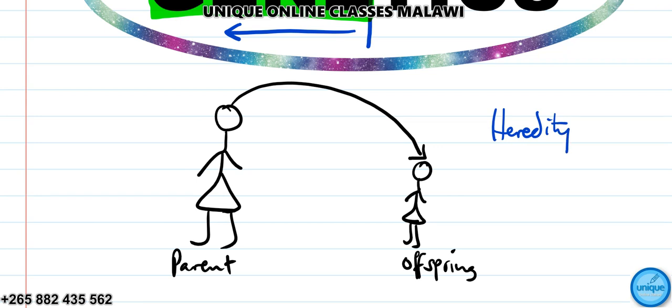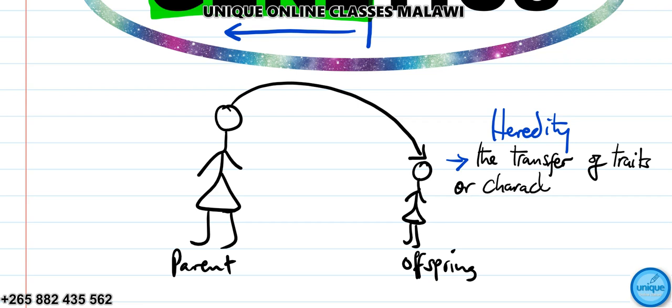So let's say you are asked, what is heredity? This is defined as the transfer of traits or characteristics from parents to offspring.